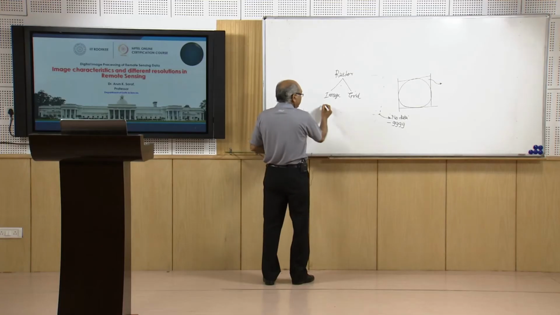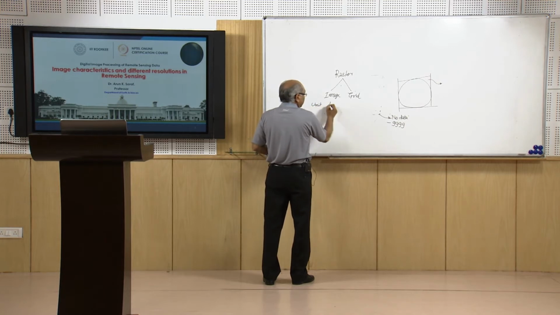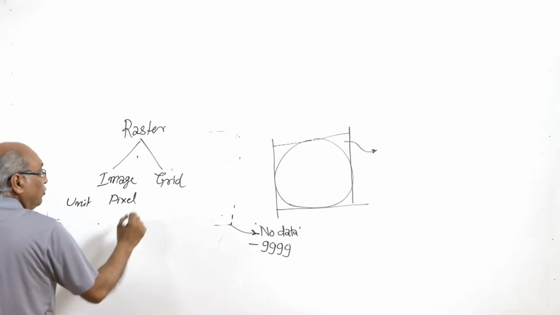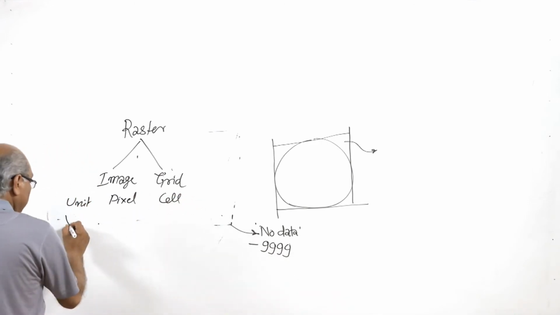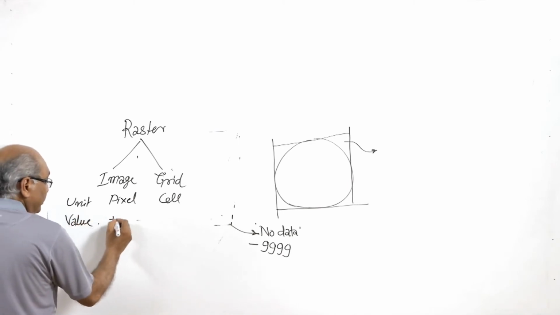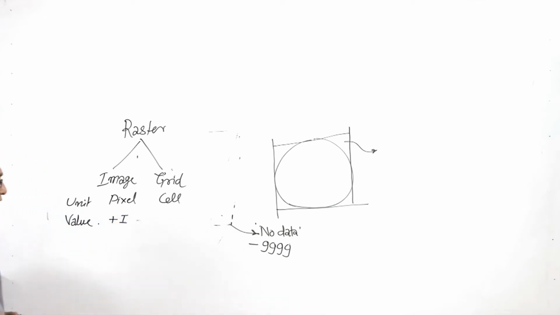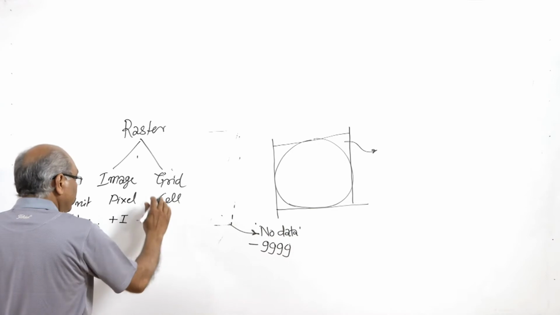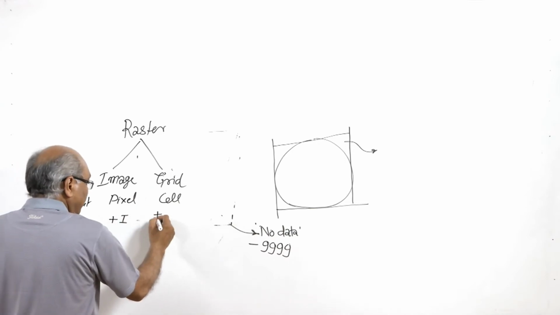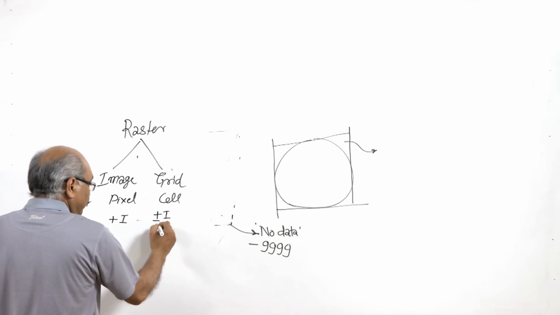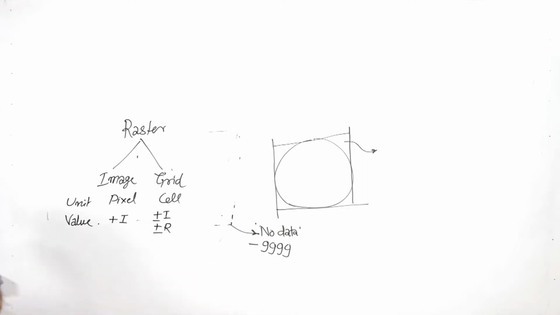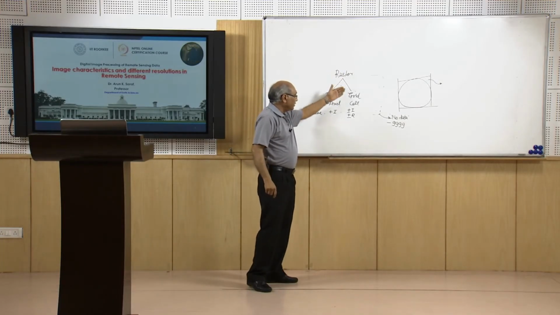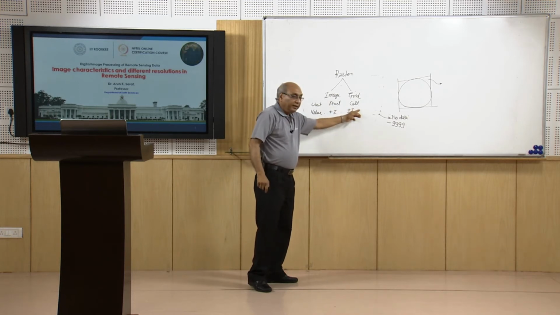So in case of image, the unit is pixel, but in case of grid we call it a cell. Here the pixel values are only positive integers, whereas in case of a grid, the cell values can be positive and negative integers as well as positive and negative real values. So the range provided by a grid, an overall raster, is much bigger.